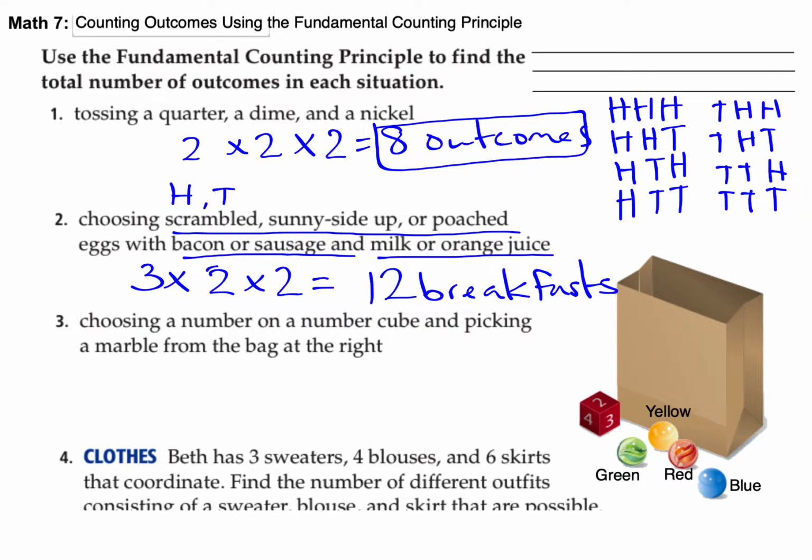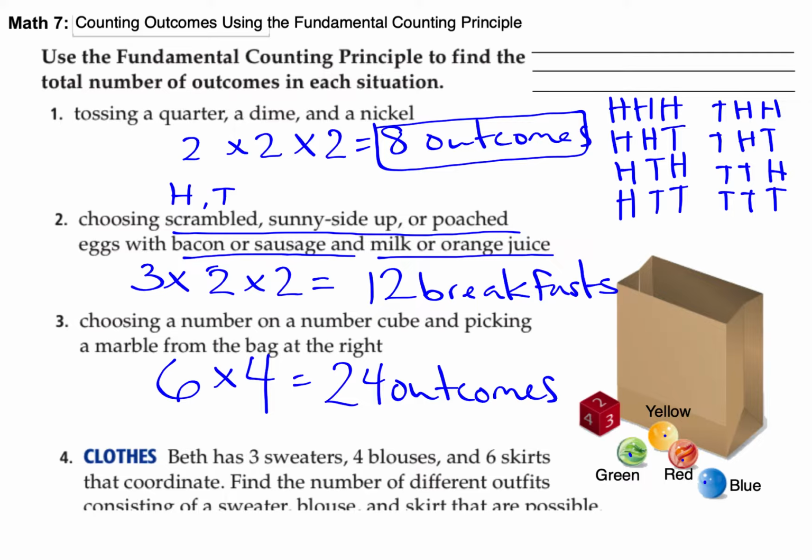Choosing a number on a number cube and picking a marble from the bag at the right. Well, there are 6 outcomes on a number cube. There are 1, 2, 3, 4 marbles in that bag. Well, they're actually not in the bag, but they're out of the bag so that we can see what they are. So 6 times 4, that is 24 outcomes here.